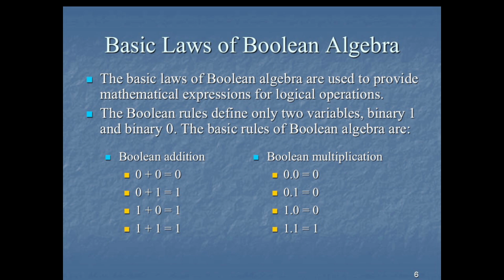The basic laws of Boolean algebra are used to provide the mathematical expressions for logical operations. The Boolean rules define only two variables, binary 1 and 0. The basic rules of Boolean algebra can be categorized as Boolean addition. Addition means adding the two Boolean variables.